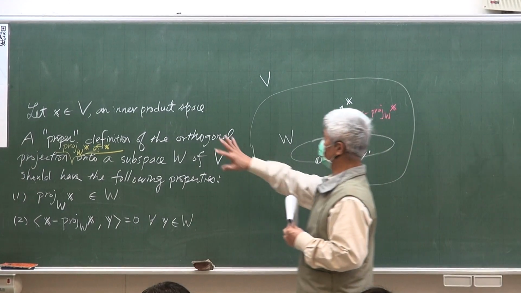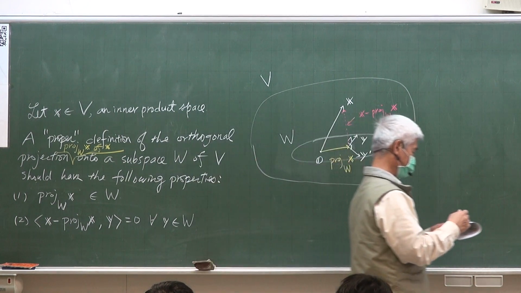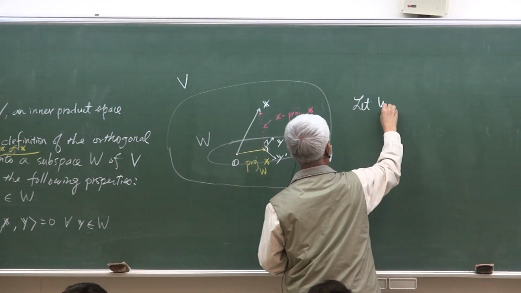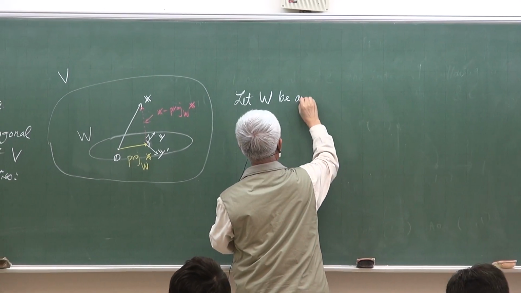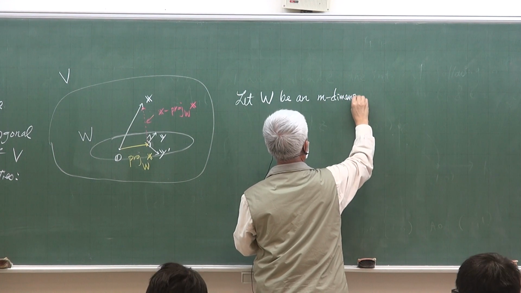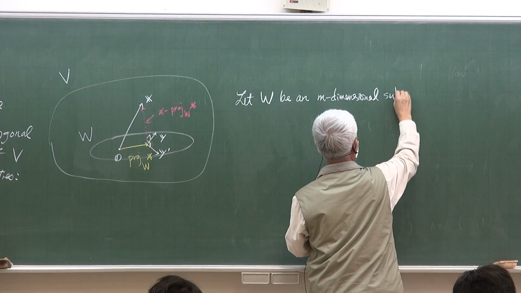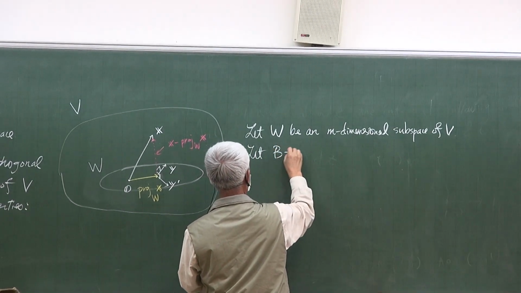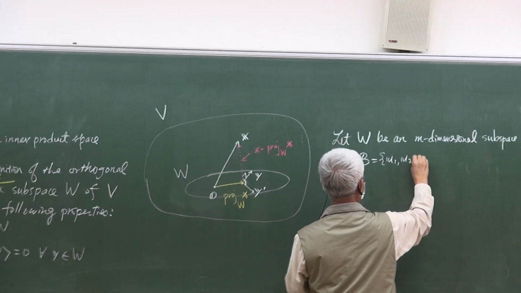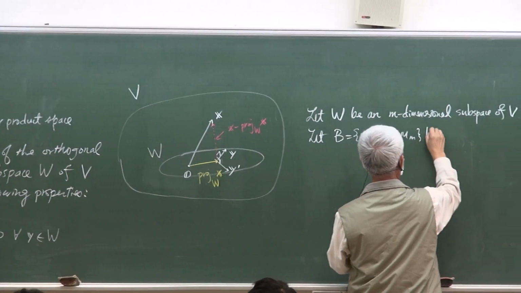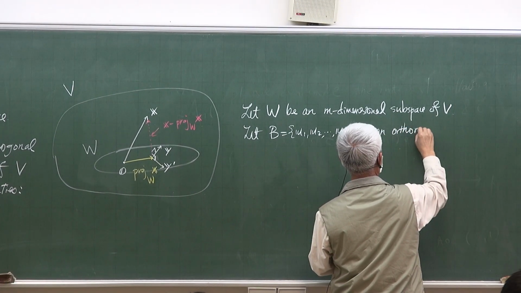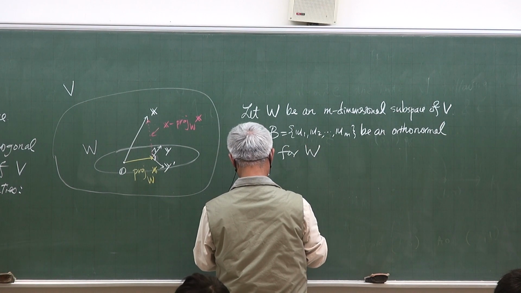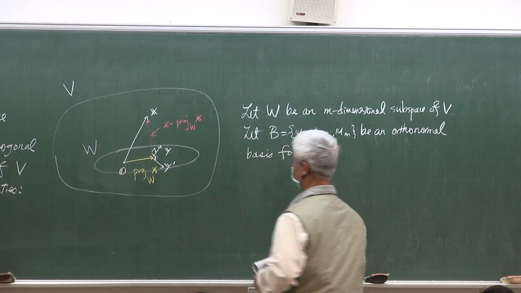Okay. So to have a proper definition, now we let W be an m-dimensional subspace of V. Right? So suppose we let B, U1, U2 up to Um, be an orthonormal basis for W.